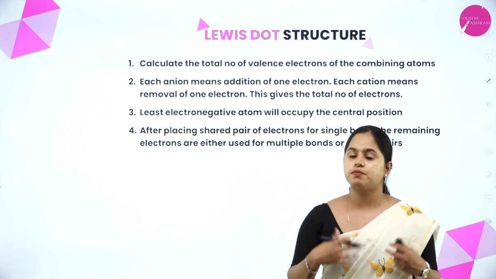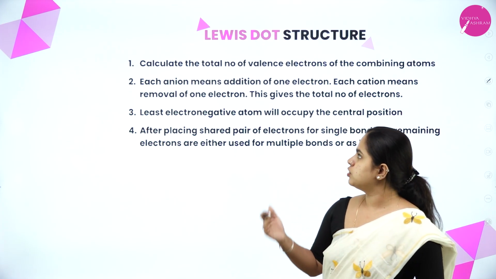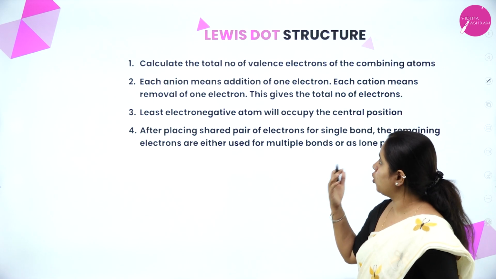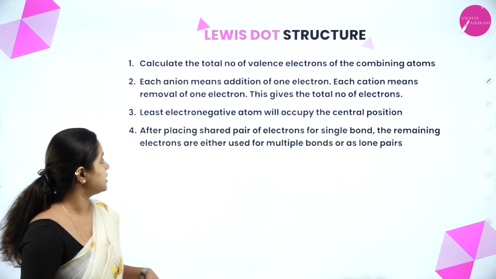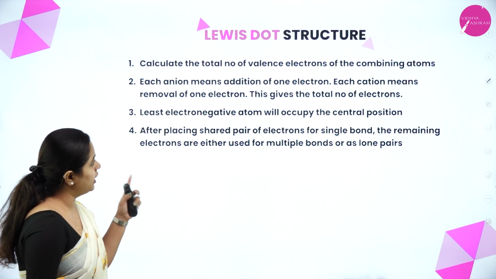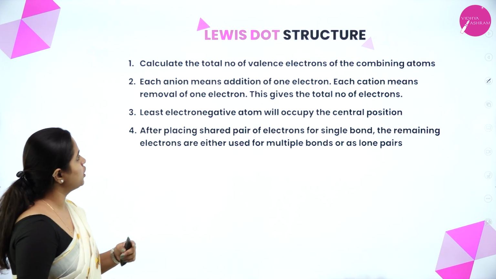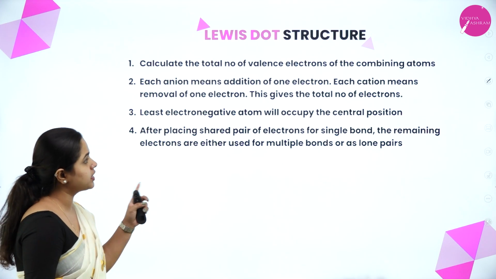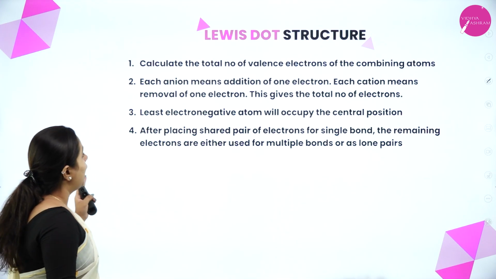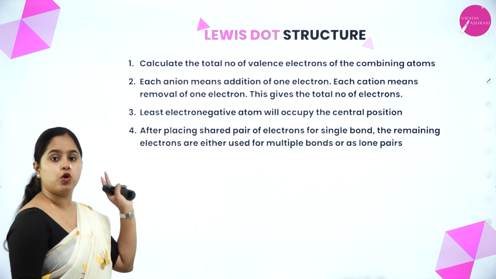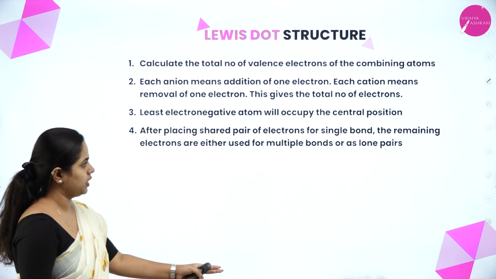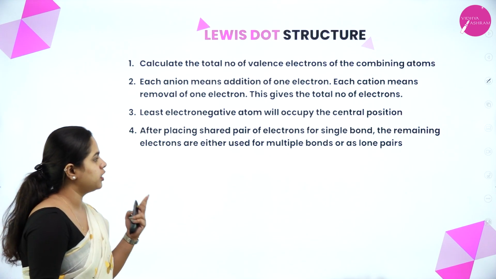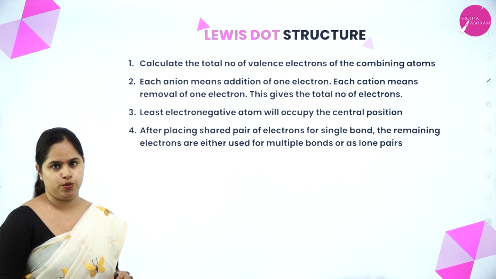So there are a few steps with which you can do this. The first one is you have to calculate the total number of valence electrons of the combining atoms. The second step is each anion means addition of one electron, each cation means removal of one electron, and this gives the total number of electrons. And the least electronegative atom will occupy the central position, and after placing the shared pair of electrons for single bond, the remaining electrons are either used for multiple bonds or as lone pairs.